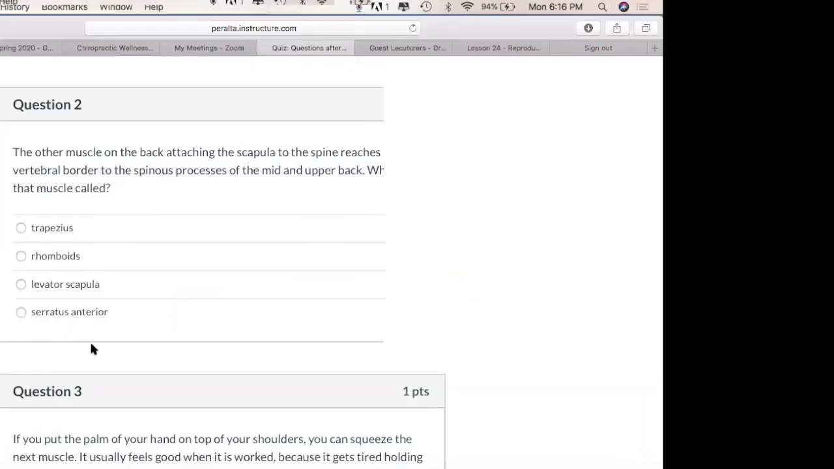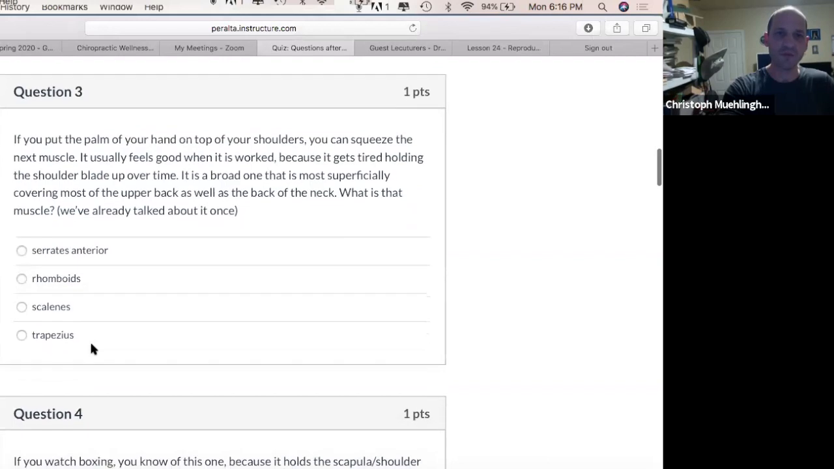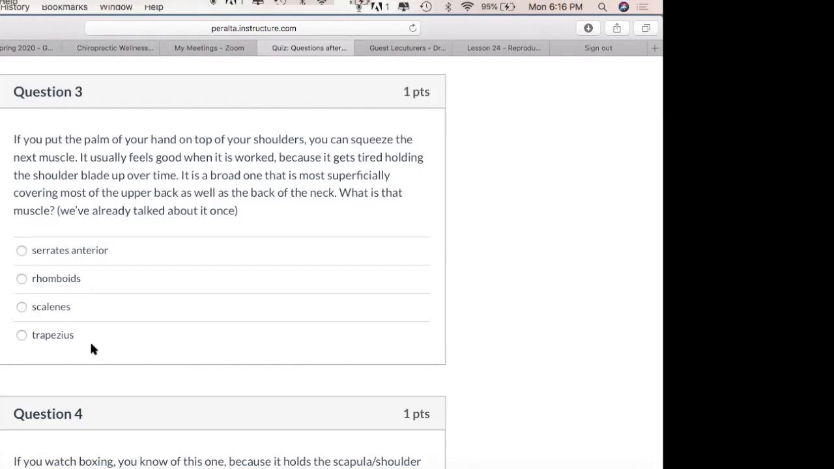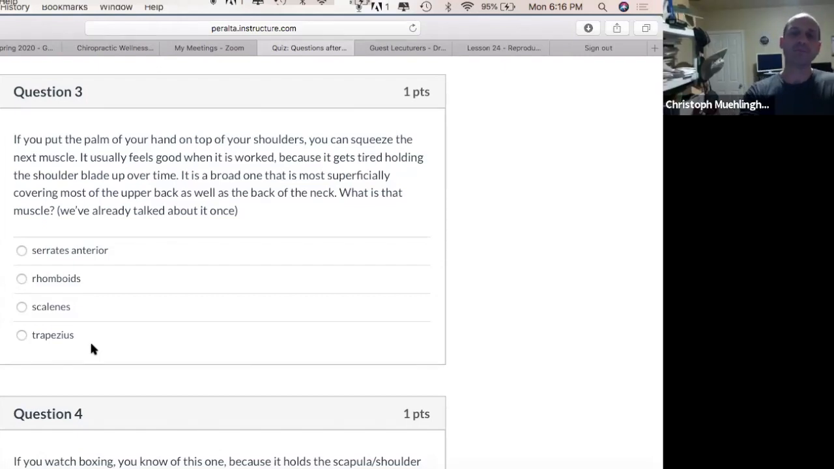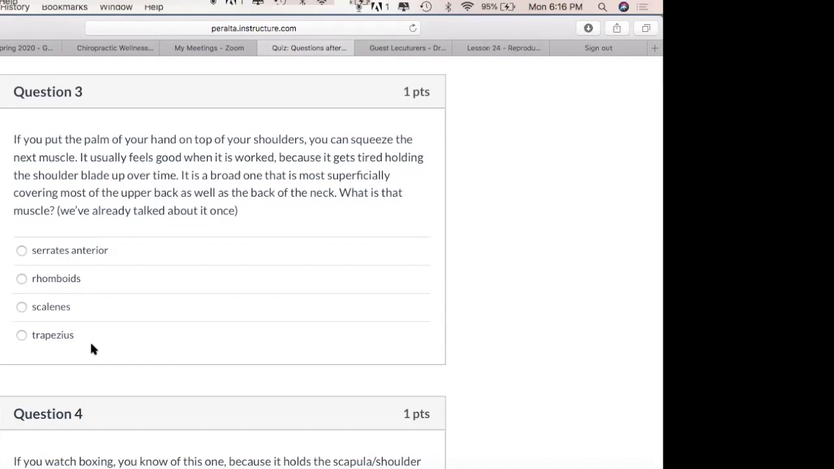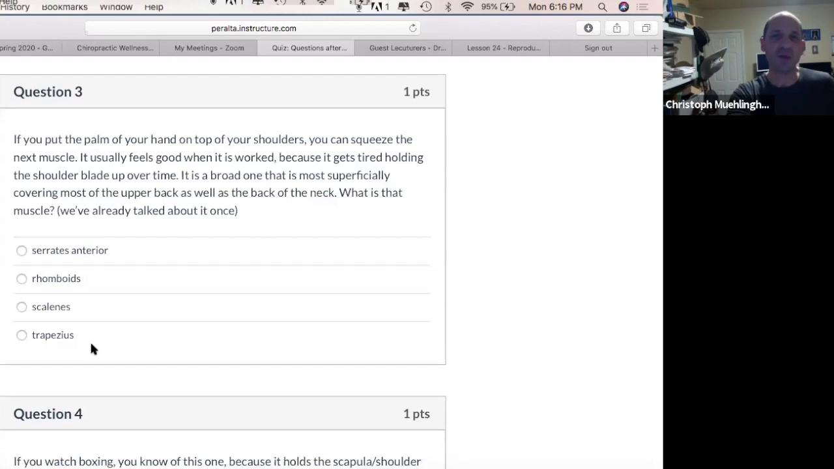All right, let's see if you have a question with this, since I'm ahead of myself. If you put a palm of your hand on top of shoulder and squeeze the next muscle, that's that next muscle. Usually feels good when it's worked because it gets tired holding the shoulder blade up over time. That's correct. We all know that one, right? Is a broad, more superficial muscle, covering most of the upper back as well as the back of the neck? What is the muscle called? So that was the trapezius.